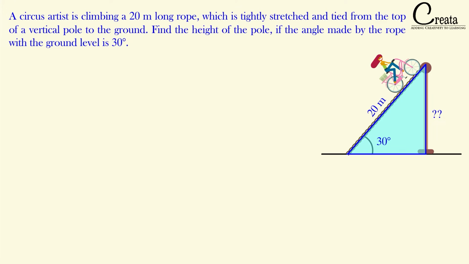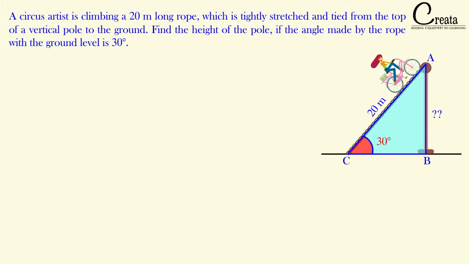Let's mark the 3 vertices of this triangle as A, B and C. Here AB is the height of the pole that we have to calculate and AC is the length of the rope which is given as 20 meter. Our angle, that is angle theta or the trigonometric angle, is given as 30 degree.